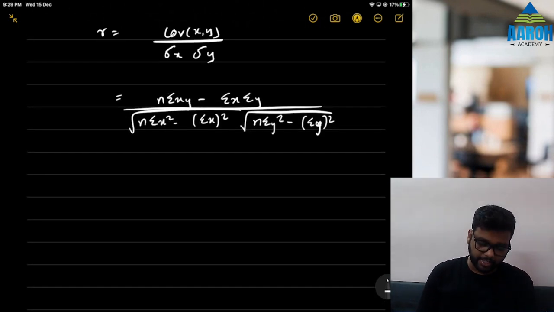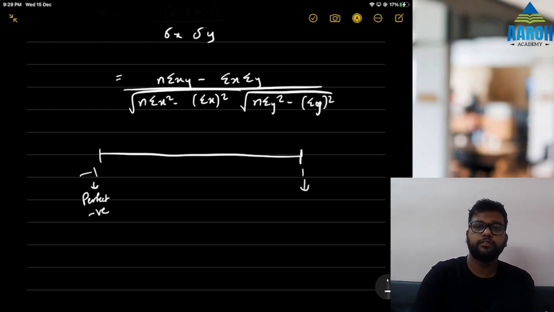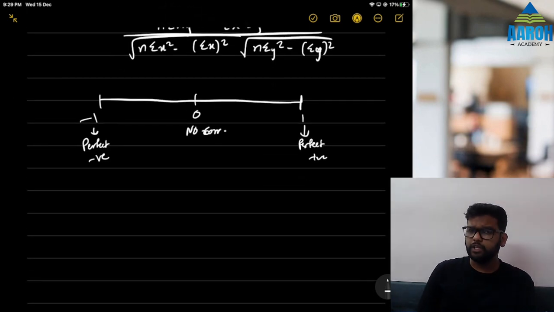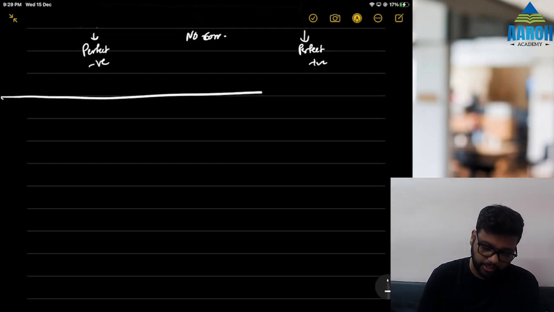Can anyone tell me R lies between which two values? Negative 1 and... Correct. Minus 1 and 1. Minus 1 indicates what kind of correlation? Negative. Highly negative. Okay, perfect negative. Right. And positive 1 indicates perfect positive. 0 indicates no correlation based on this. Correct. Fine. We'll see other properties of this, but before that let's try to calculate this for some sample data.